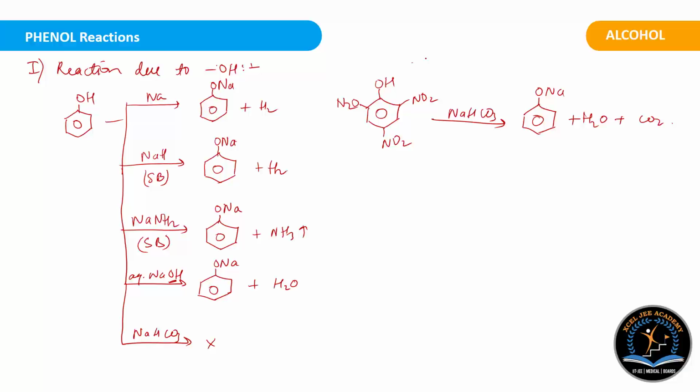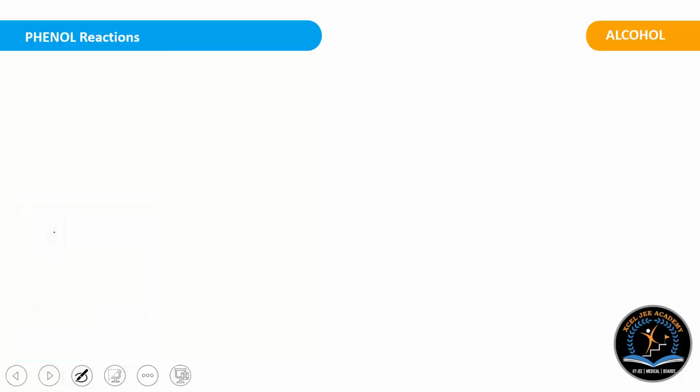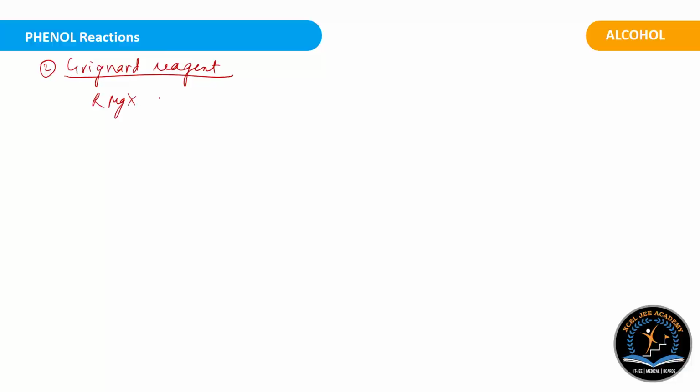So these are the reactions due to the OH group. The second one is the Grignard reagent reaction. Grignard reagent, that is RMgX, will react with phenol, PhOH, which has an acidic hydrogen. This acidic hydrogen combines with the R group, leading to the formation of an alkane. Along with that, Mg and X are there, and OPh will be attached to it.